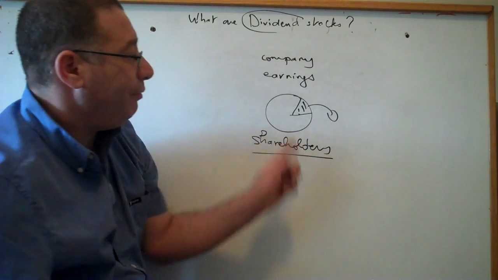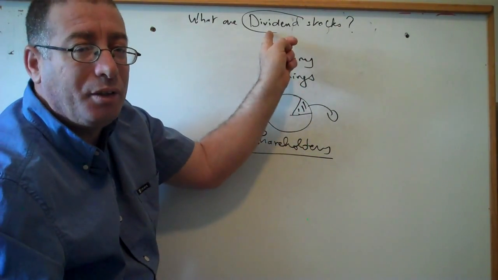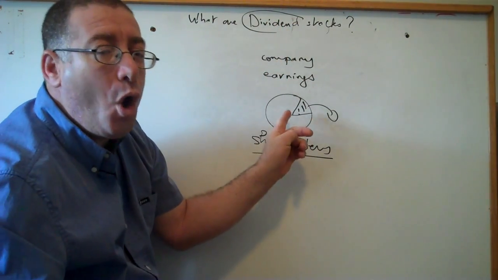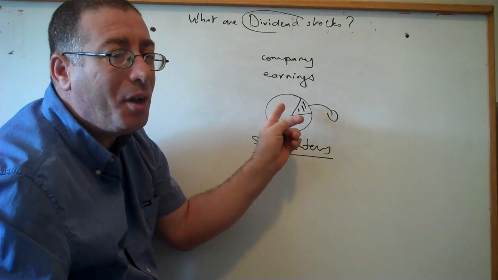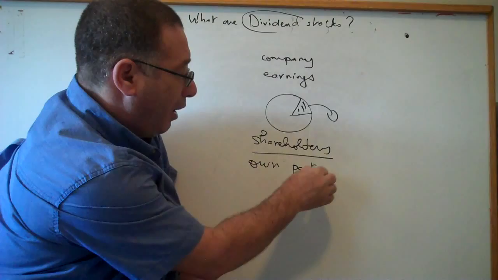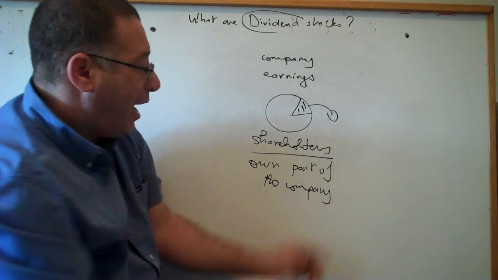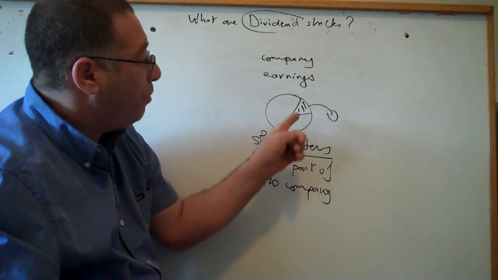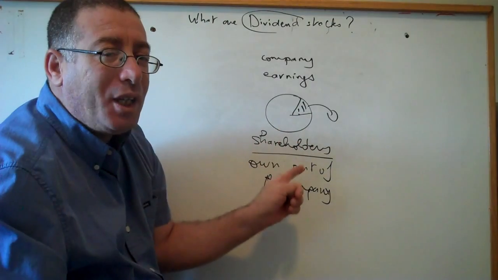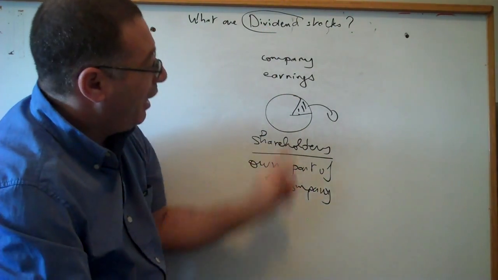Okay? If you buy this dividend stock, it means as if you own part of the company. And since you own part of the company, you are allowed to take some profits. Now, these profits are called dividend.